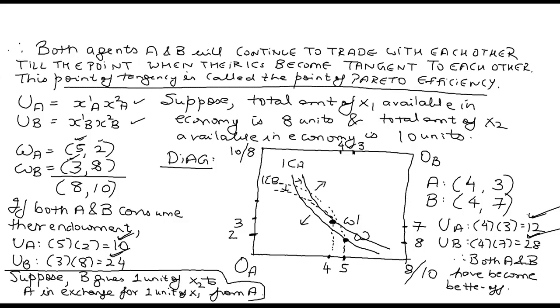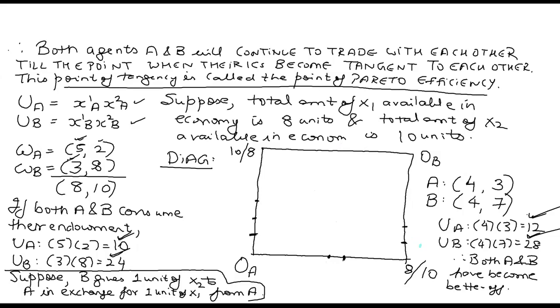Okay, so I can erase the diagram and I can show when will they stop. When will they stop trading with each other? They will stop trading with each other when eventually their ICs, I can erase all this right now, we don't need all this. They'll stop trading with each other until they reach a point when A's IC becomes exactly tangent to the B's IC.